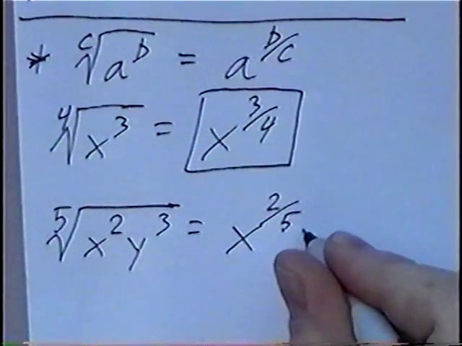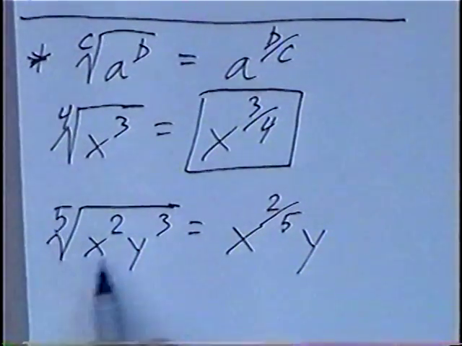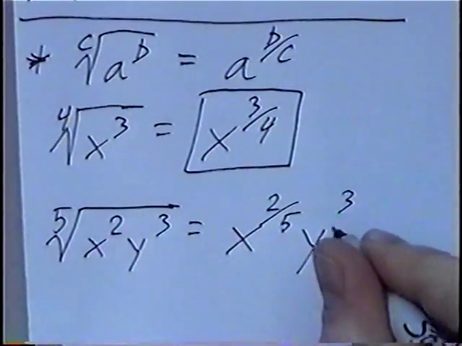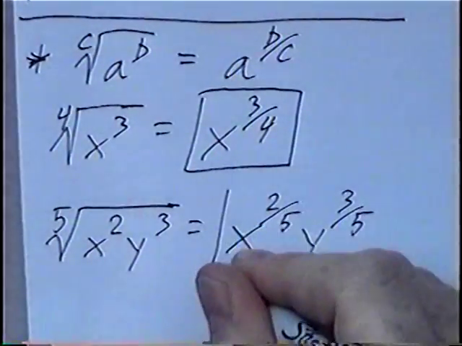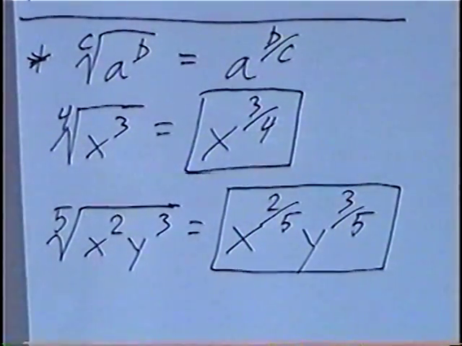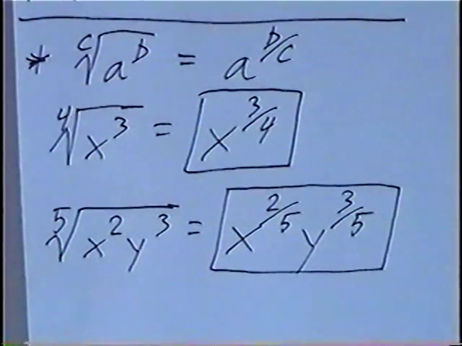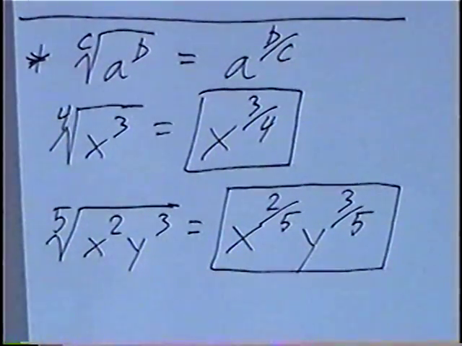The y would be our second variable. And again, taking the exponent over the root number, we'll have y to the 3/5. So changing the form, the fifth root of x squared y cubed in exponential form is x to the 2/5 times y to the 3/5.